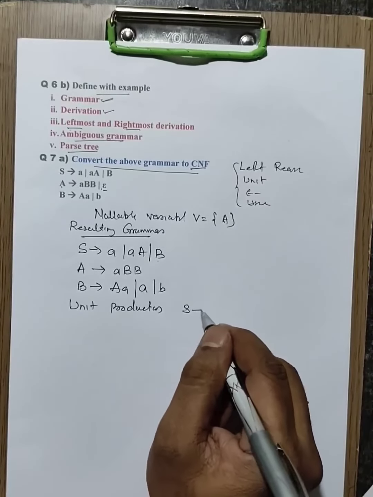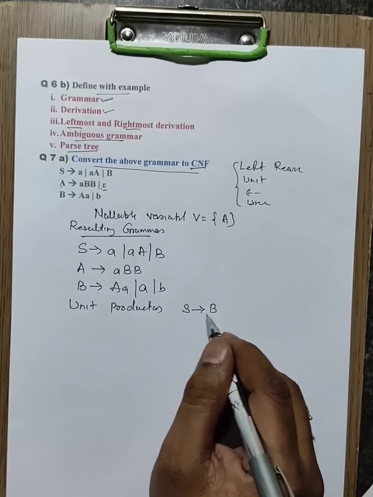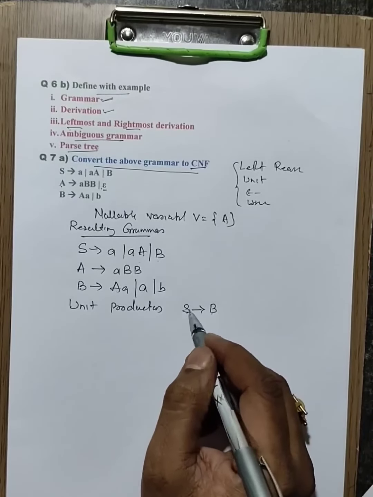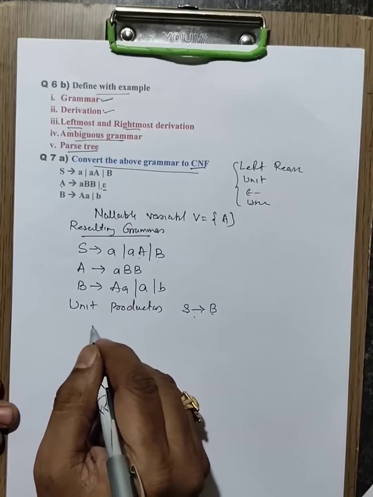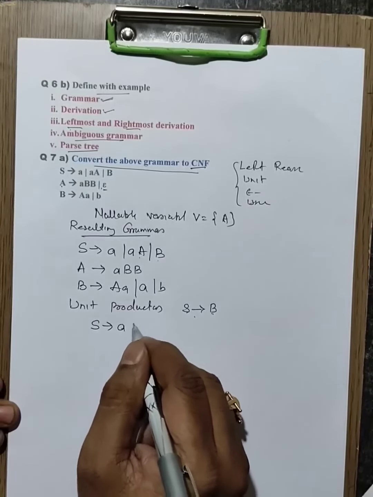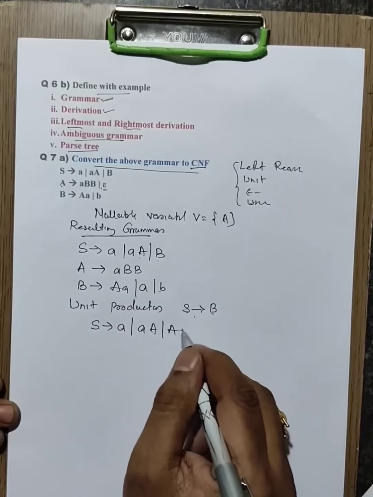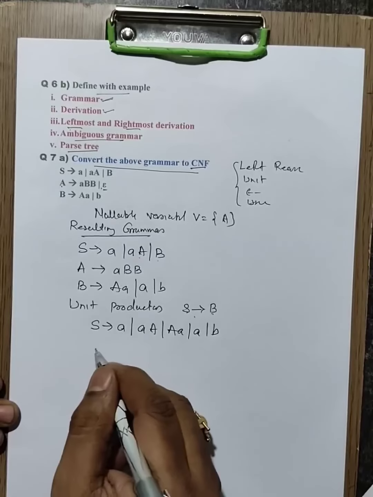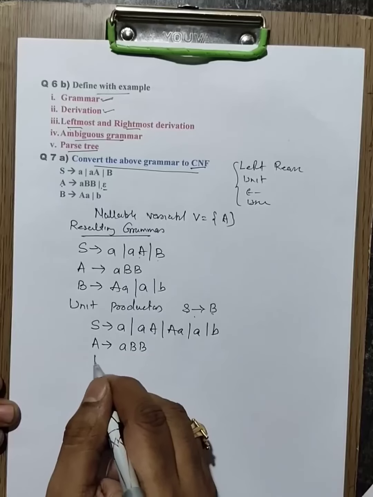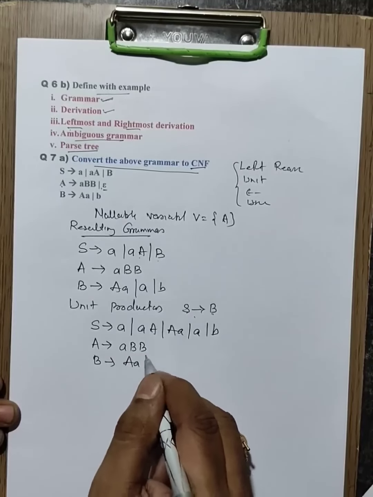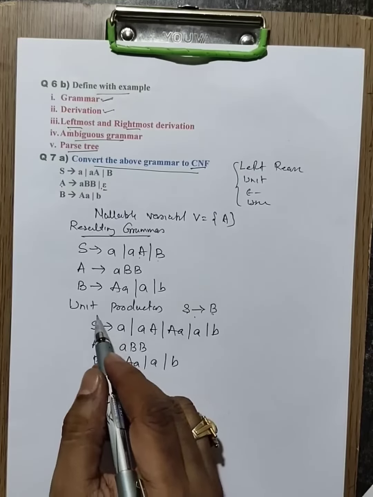Unit production, yes, produce B. Once you know the unit production, then eliminate it. Means B, S can produce all productions of S and all productions of B. After eliminating unit production, S produces A, then A or B, and A produces A, B, and B produces A or B. This is after eliminating unit production.